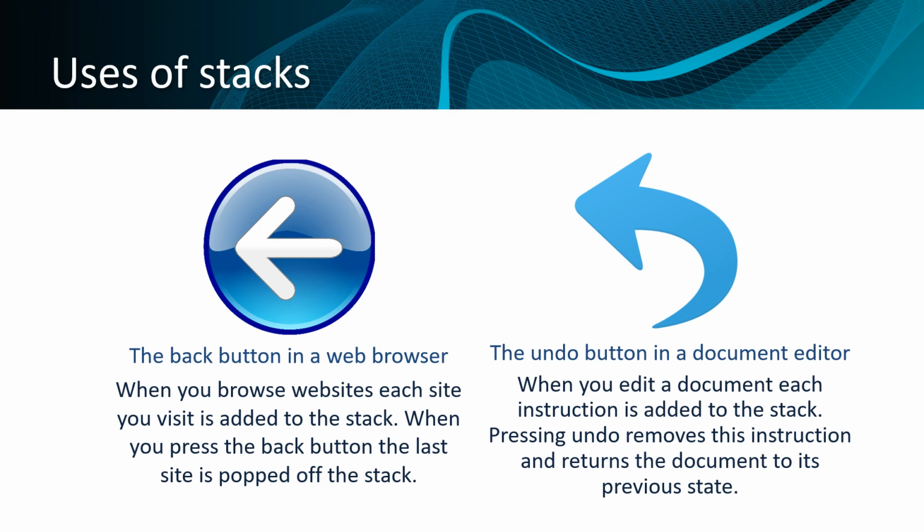Another example is the undo button in a document editor. When you edit a document, each instruction is pushed to the stack. Pressing undo pops the final instruction that had been pushed to the stack and returns the document to its previous state. We've now looked at all the theory of stacks.